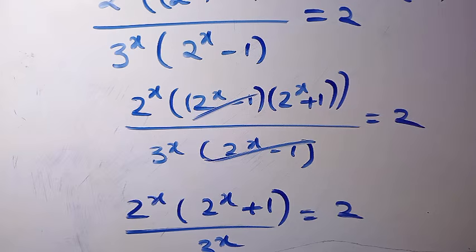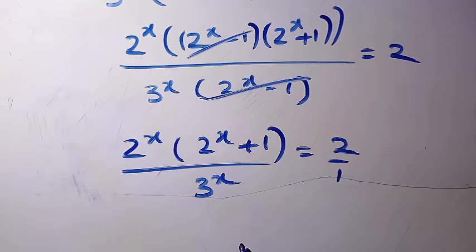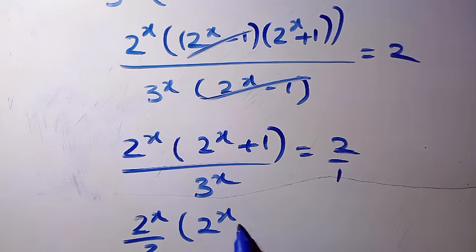And the next thing is, let me collect these to this side by first cross multiplying and dividing both sides by 2. By doing that quickly, we have 2 power x over 2, bracket 2 power of x plus 1, equals 3 power of x, if this is cleared.